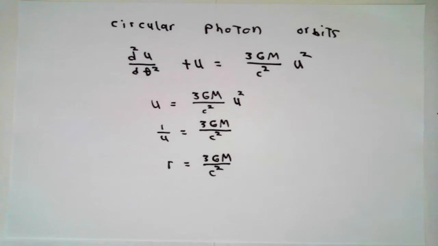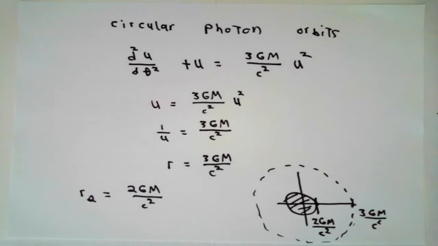This is an interesting result. This says at r equals 3GM over c squared, I can have a circular photon orbit. This is actually outside the Schwarzschild radius of the black hole, which is 2GM over c squared. So the answer to the question is yes.